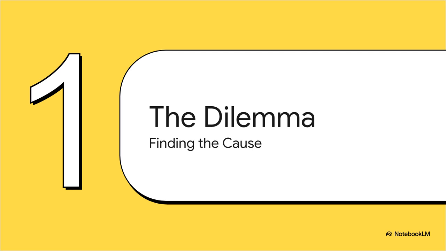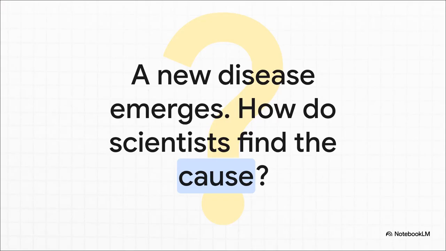Okay, so imagine this. A new health issue pops up out of nowhere. Maybe it's a weird cluster of illnesses in a small town. For the scientists on the ground, the epidemiologists, the number one question is always, what's causing this? I mean, really think about that. Finding that one single cause. It's like finding a needle in a global haystack. But you have to find it, because that's the first step to stopping it. So where on earth do you even begin?